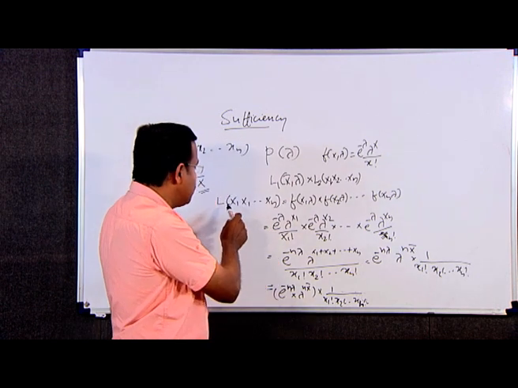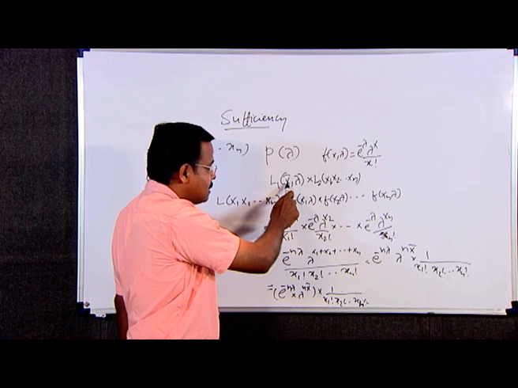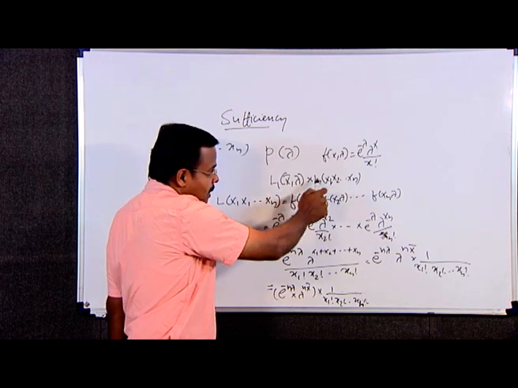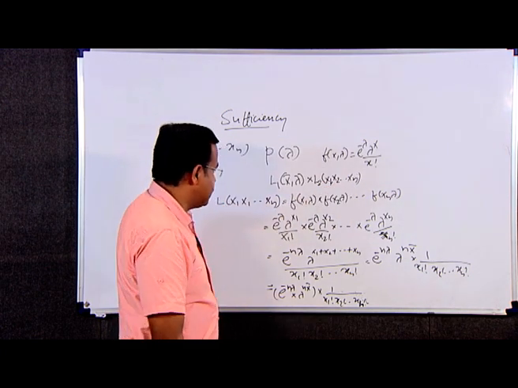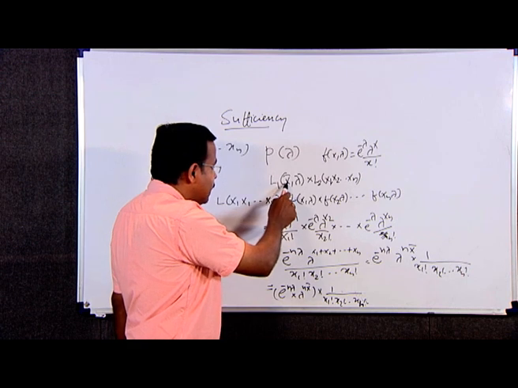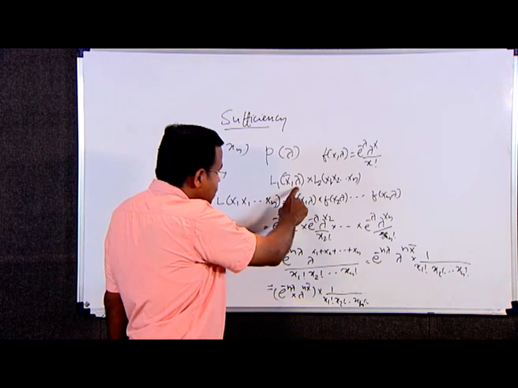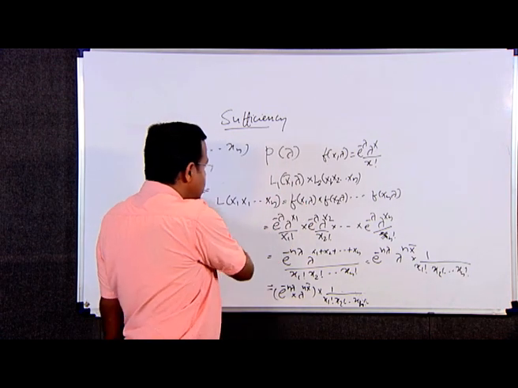That means here we got the likelihood function as a product of two functions. One contains the statistic x bar and the parameter lambda, and the next contains no parameter. Then by the Fisher-Neyman factorization theorem, we can consider x bar, that is the sample mean, as a sufficient estimator for the parameter lambda in case of Poisson population.